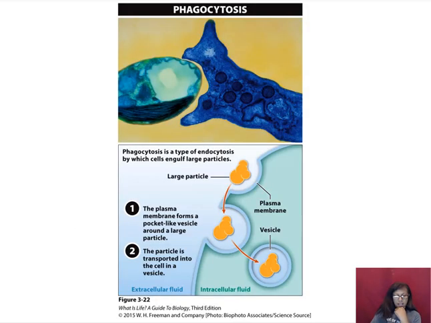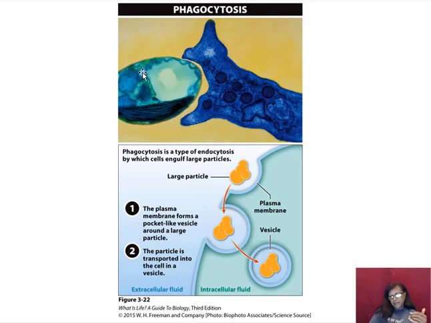All right, so let's take another visual look at those a little bit closer. So here we have phagocytosis that you saw before, where the cell is engulfing something very large. It's eating something that it wants to obtain that's quite large, okay? So how does this happen? Step 1, the plasma membrane forms this pocket-like vesicle around the large particle. Step 2, the particle is transported into the cell inside this vesicle.